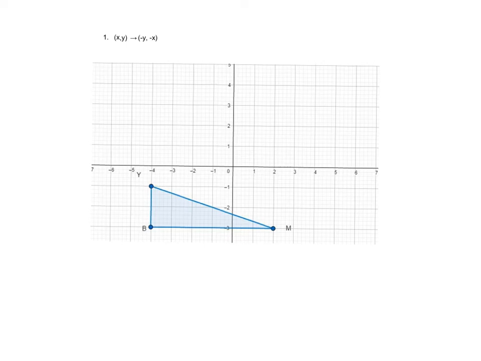So in this video I'm going to do two problems on reflections or translations. These are number 1 and number 7 in your packet that you're doing for homework. All right, so if I'm going to do whatever this transformation is, I'm going to take the B, the Y, and the M points, and then I'm going to do negative y comma negative x.